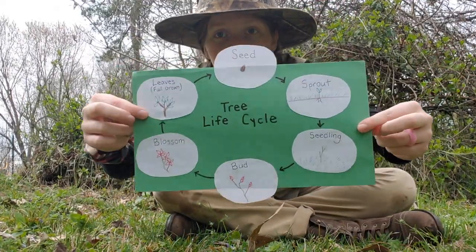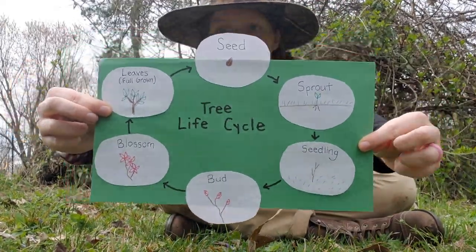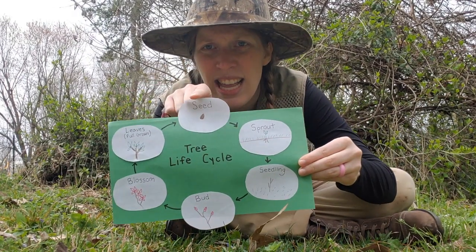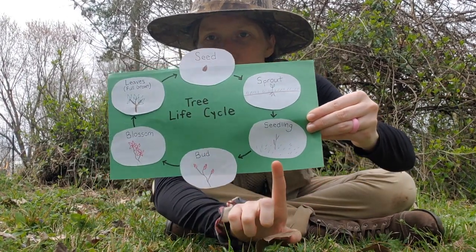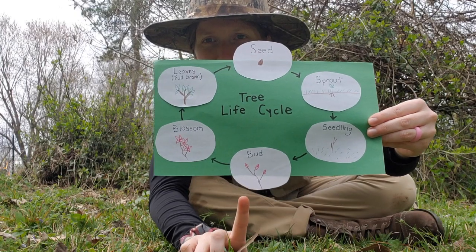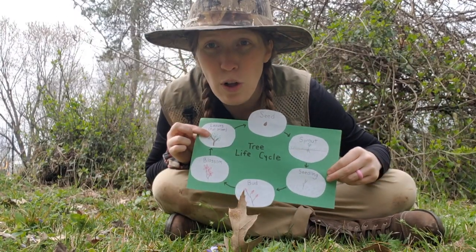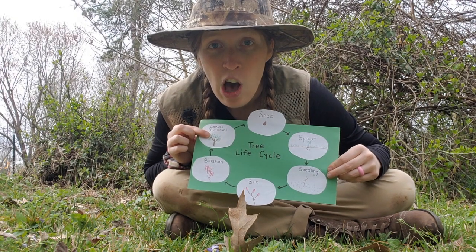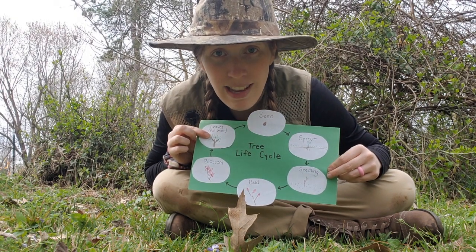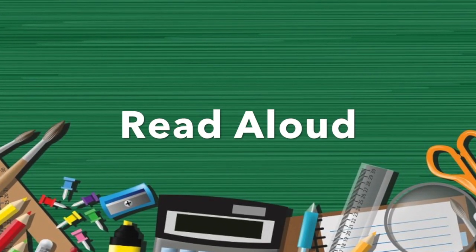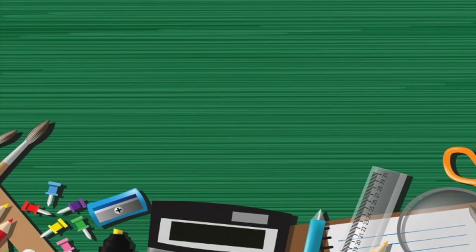Success! We have completed our tree life cycle. Seed, turn to sprout, turn to seedling. That seedling buds, those buds bloom, become leaves, and then it is full grown. Awesome job, friends. Good work today. We did it, friends. We made it through the parts of a flower and the life cycle of a tree.